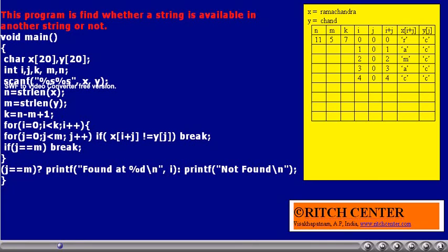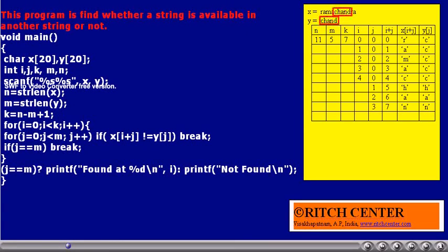Now x of I plus j, that is C, y of j, that is also C. They are same. Thus, j value will be incremented by 1. Now x of I plus j, that is h, y of j, that is y of 1, it is also h. They are same. Thus, j value will be incremented by 1. Now, again x of I plus j is a, y of j is also a. Thus, j value will be incremented by 1.